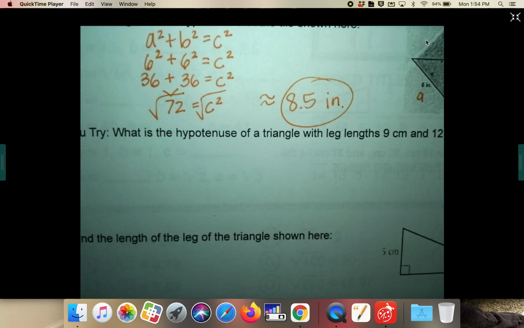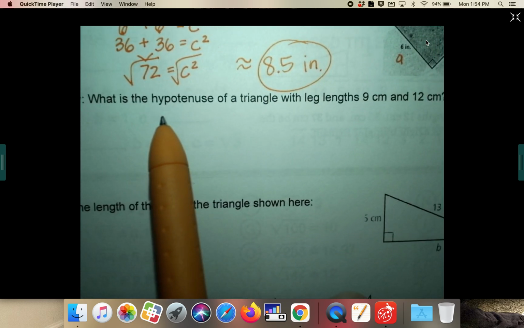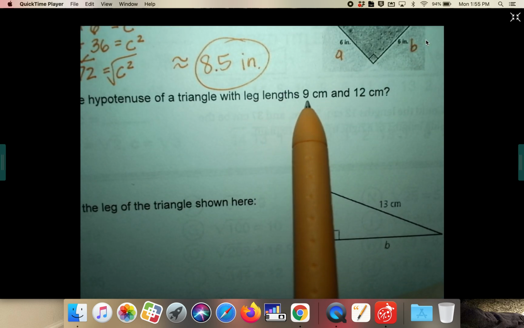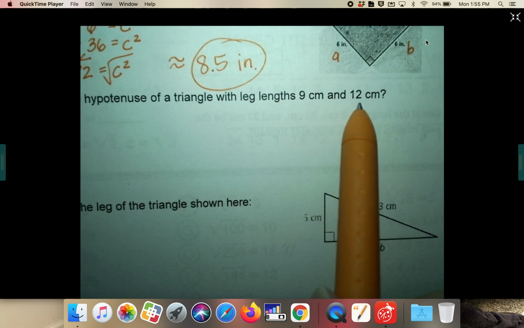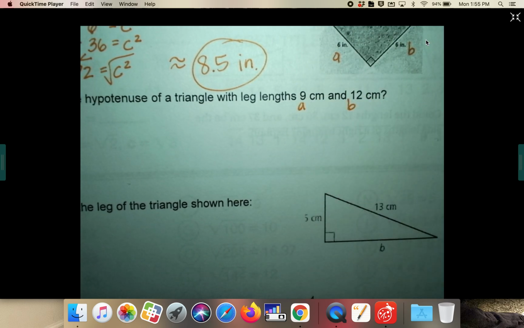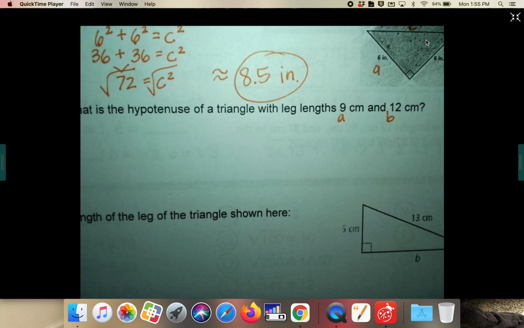Okay, let's take a minute to pause the video and you try one where it says, what is the hypotenuse of a triangle with leg lengths of 9 centimeters and 12 centimeters? So it doesn't matter which one is your A and which one is your B, but those are your legs. All right, so push pause and try this one and check your answer with me.